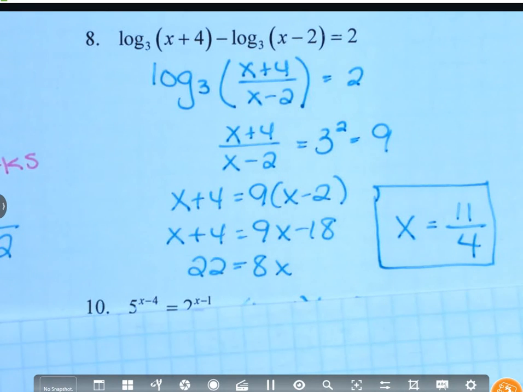Again, guys, today is about helping you make sure you understand all of these equation solving techniques, all your properties.